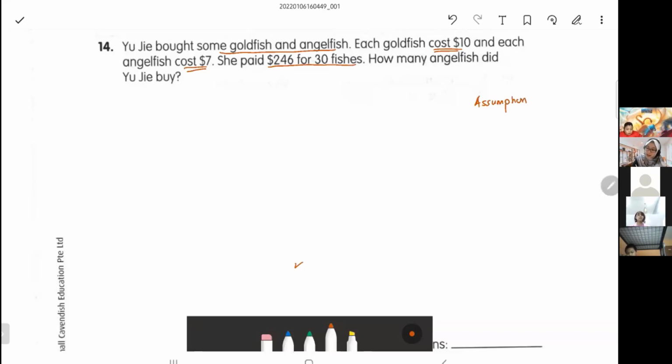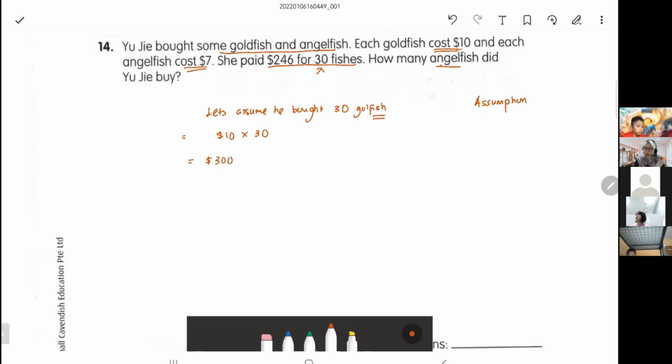So let's assume, I want to know angelfish, right? So if you want angelfish, you always assume the other item. So the other item is your goldfish. Understand? Whatever you want to find, you must assume the opposite item. So let's assume he bought 30, and all the fishes are goldfish. Okay, so the goldfish is $10, right? So $10 times 30. So he spent $300 on the goldfish.